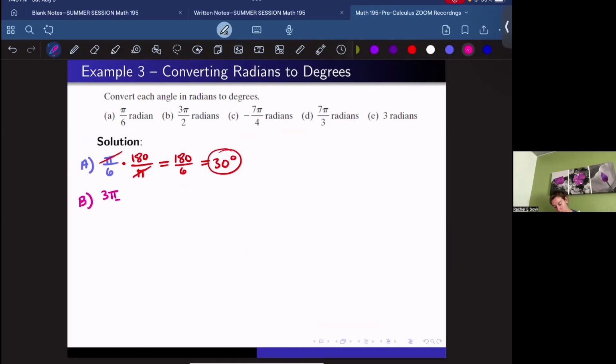3 pi over 2. Once again, get rid of the pi, so divide by pi, multiply by 180. The pi's cancel out. We can also state that 2 goes into 180 90 times, 2 goes into 2 1, so that we just have to multiply 3 and 90 to get 270 degrees. Makes the math a little easier.